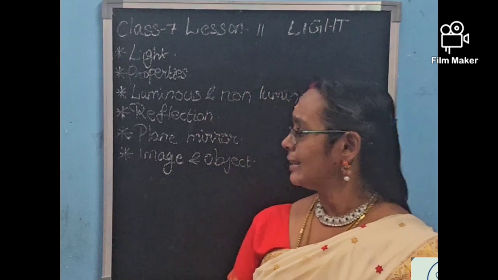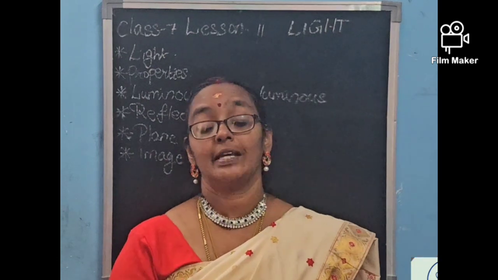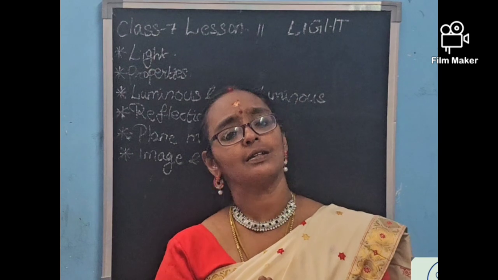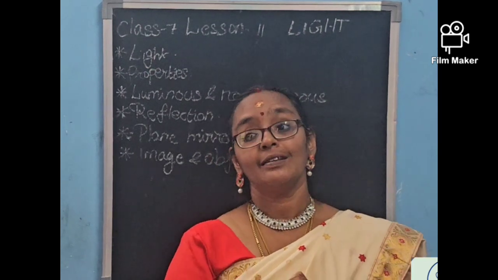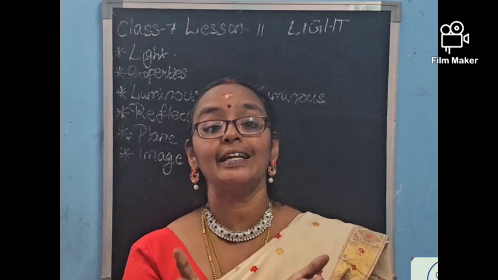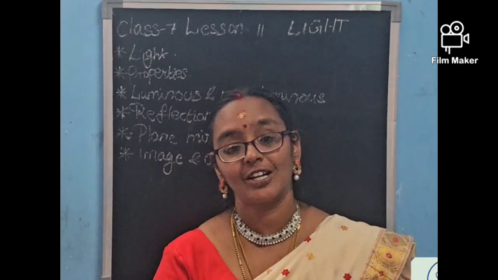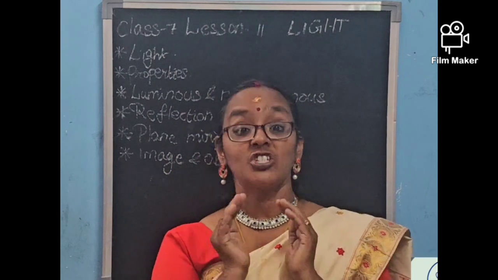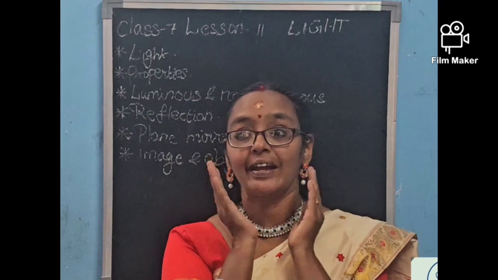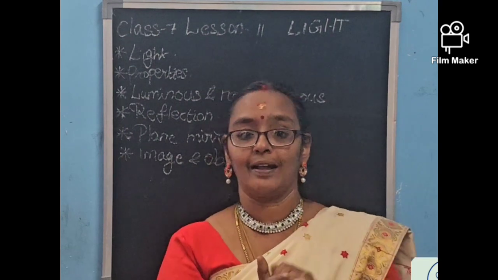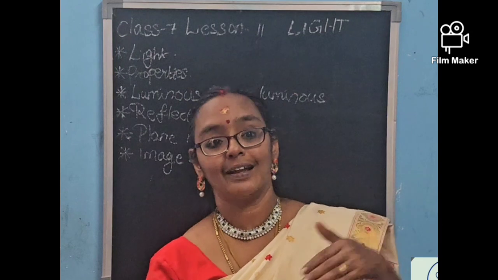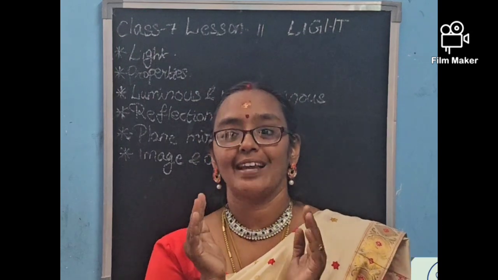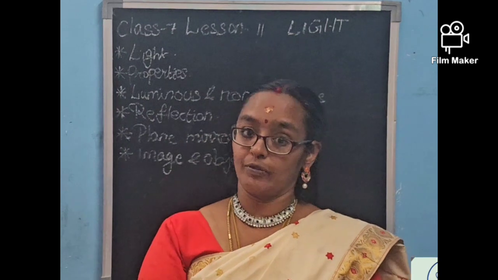Okay. Then we are going to talk about the properties of light. What are some properties which you know? The first property of light is the rectilinear property. What is the specialty of that? It says that light travels only in a straight line. It needs a straight line to travel. It can't bend and it can't turn here and there. Okay. So light travels only in a straight line is one of its properties.